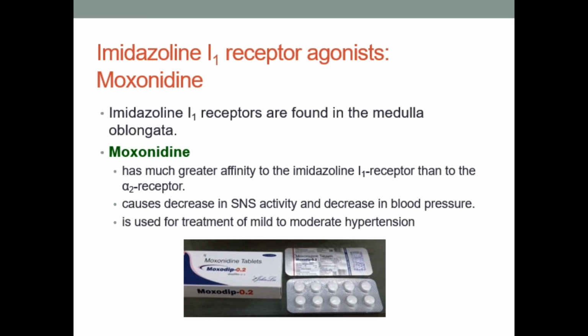It will cause inhibition or decrease in sympathetic nerve activity in the periphery, and this leads to vasodilatation and so on, and it will cause a decrease in the blood pressure. Okay, so moxonidine is used for the treatment of mild to moderate hypertension. This is a picture of the moxonidine tablets here. All right.